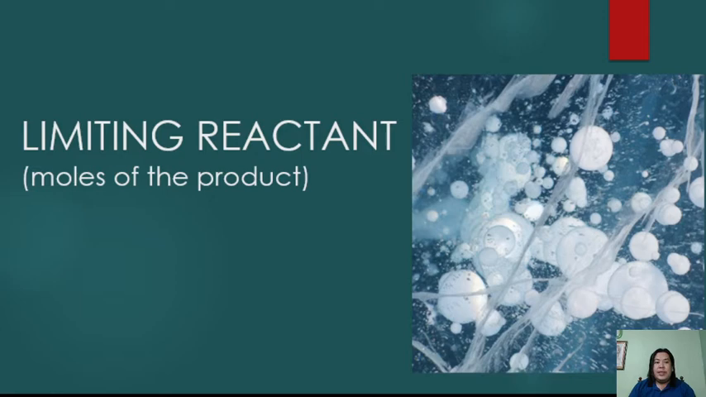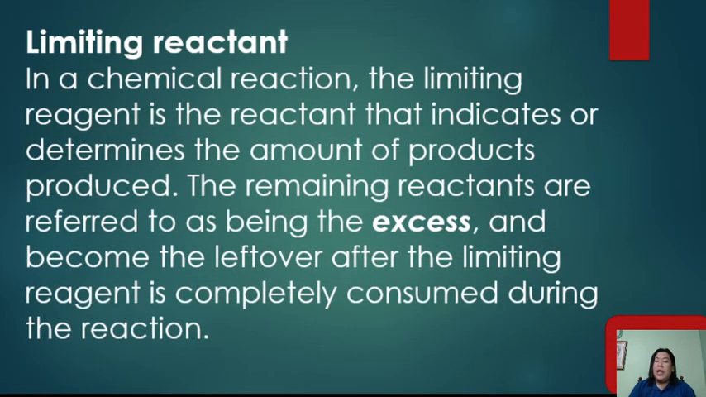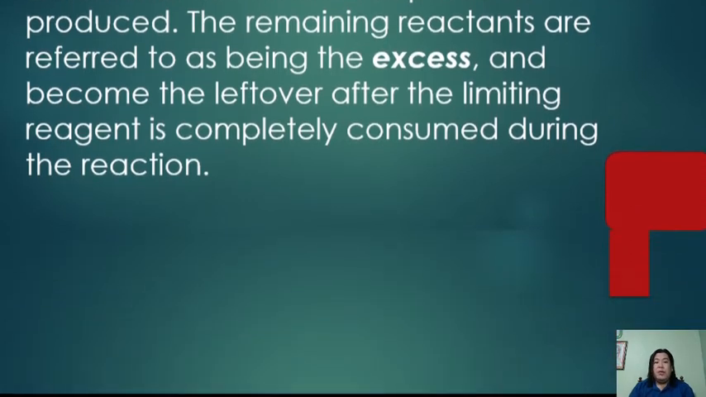So for today, we'll be discussing all about limiting reactant. Before we proceed to our lesson, let us first define what a limiting reactant is. In an ordinary chemical reaction, the limiting reagent is the reactant that determines the amount of product produced. So the limiting reactant is the substance that limits how much product will be produced during a chemical reaction. The remaining reactants are referred to as the excess, and become the leftover after the limiting reagent is completely consumed during the reaction. So this is the complete definition of the limiting reactant.